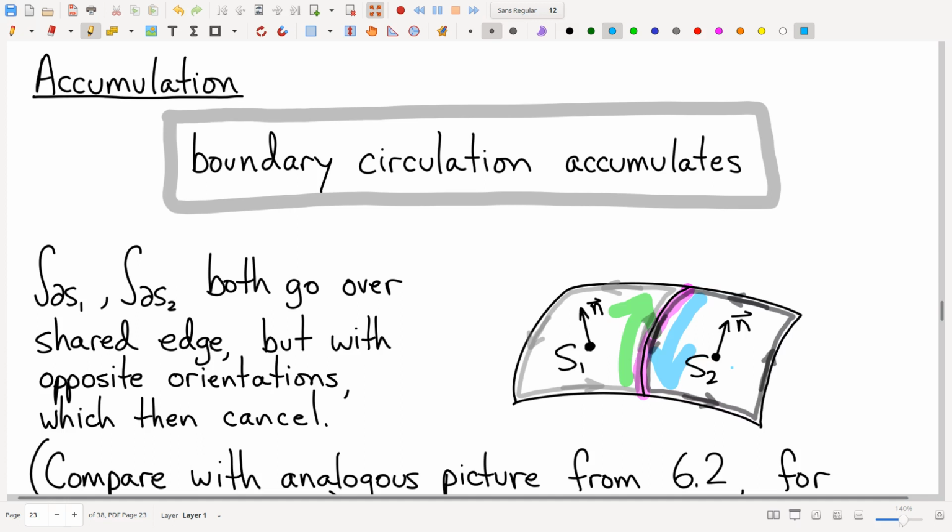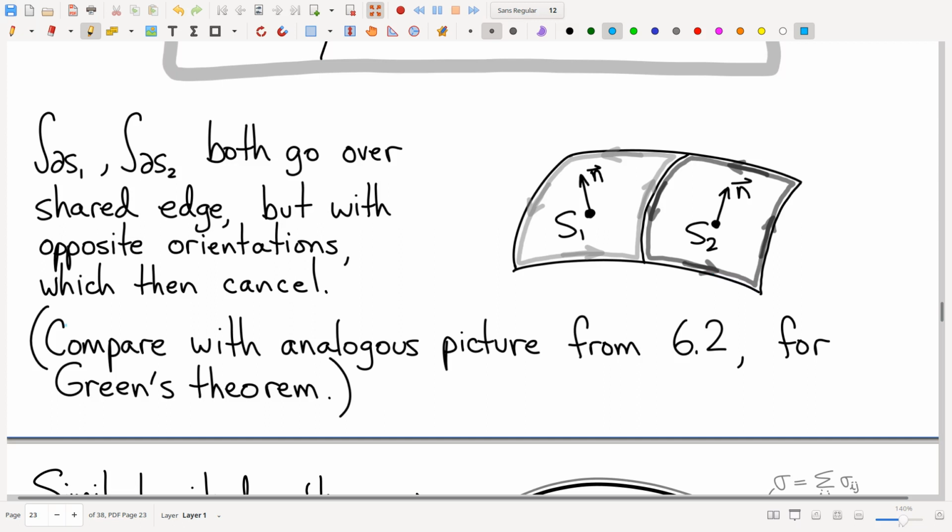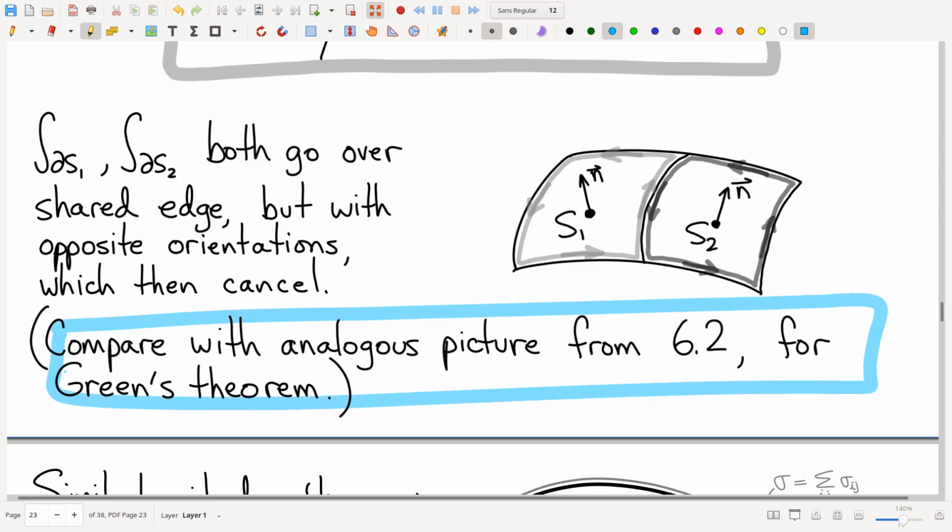Okay. All right. So again, I think it's really worth your time to compare with Green's theorem. Just flip back to section 6.2. We drew a very, very similar picture. And take a look.